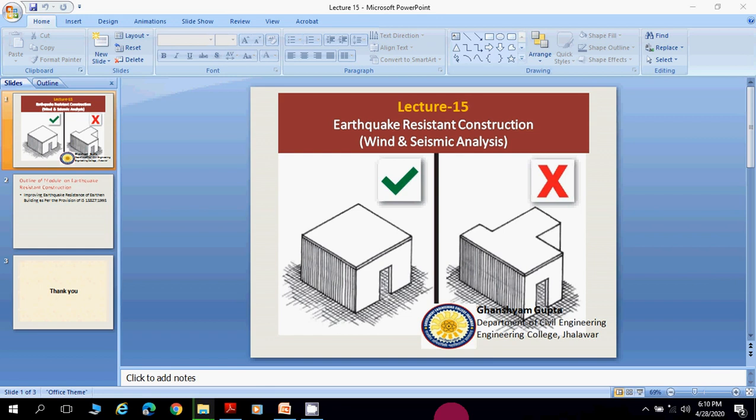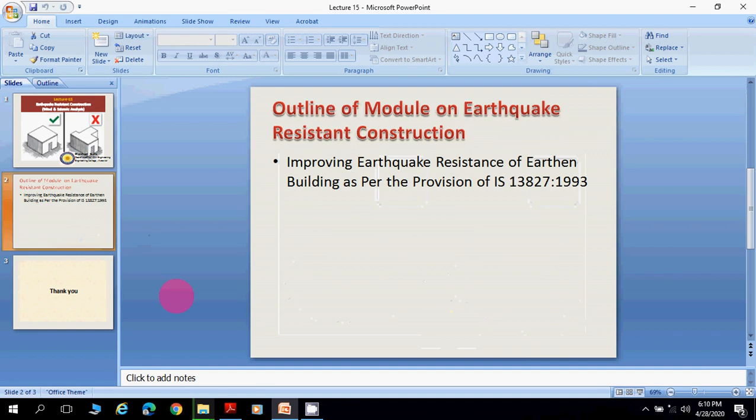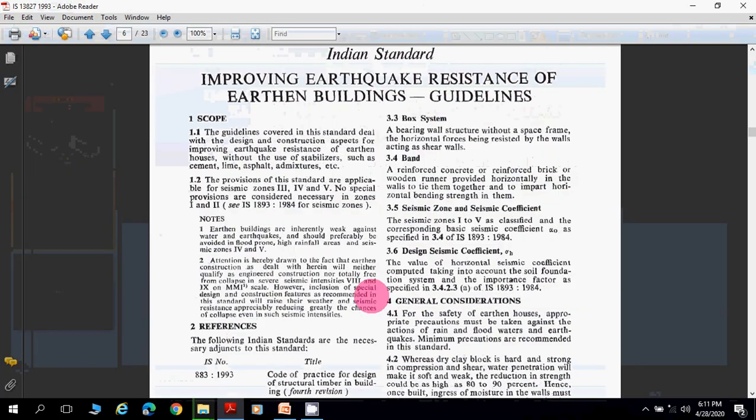The outline of the module is how to improve the earthquake resistance of earthen buildings as per the guidelines given by IS 13827 1993. So here is the code which has the guidelines for improving the earthquake resistance of earthen buildings.